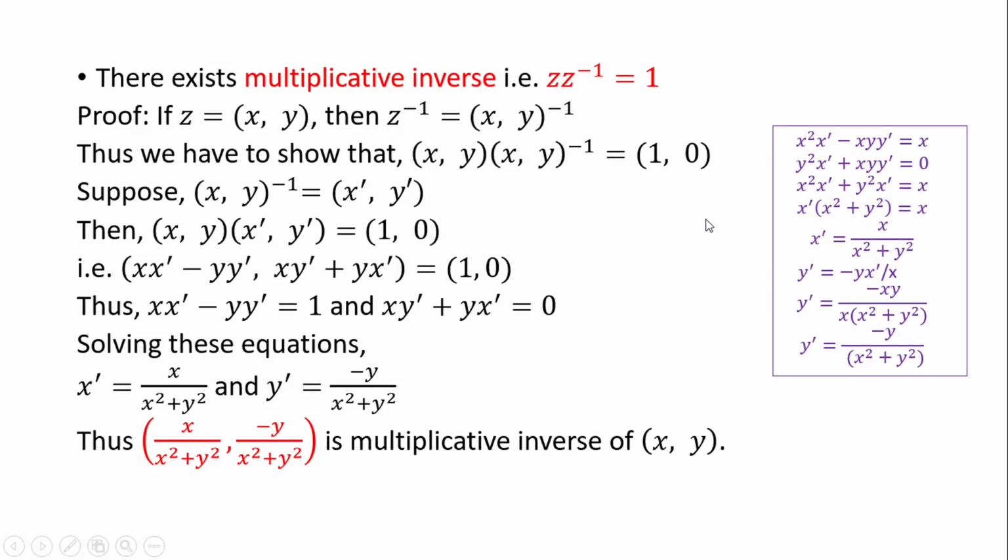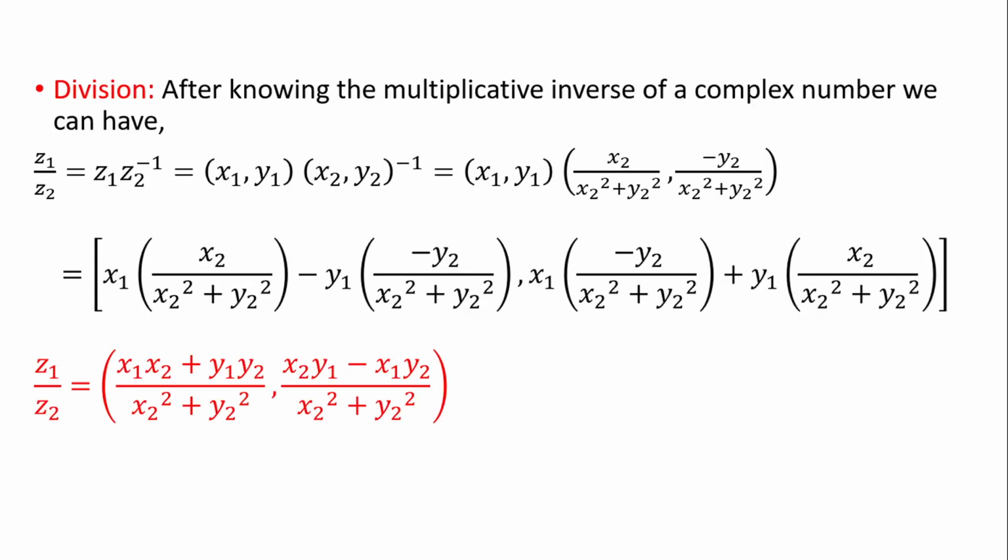After knowing the multiplicative inverse of a complex number, we can understand the division of two complex numbers. Again, let us consider two complex numbers, z1 and z2. And let us have a division, that is z1 divided by z2. Divided by z2 means we can write z1 into z2 inverse, where z2 inverse is the multiplicative inverse of z2.